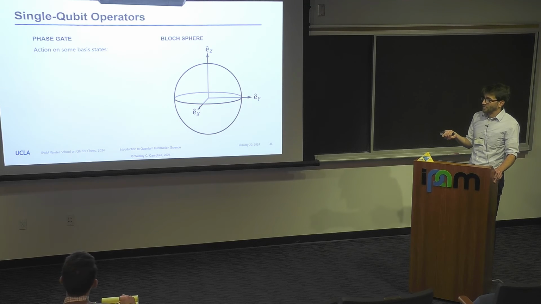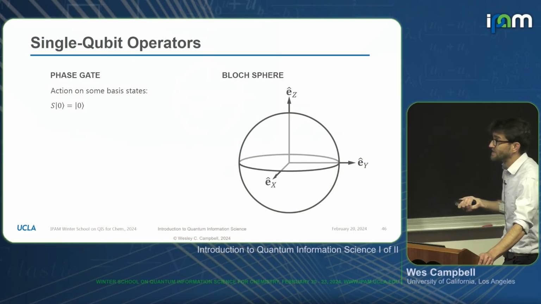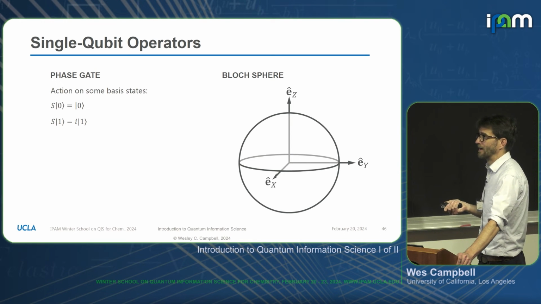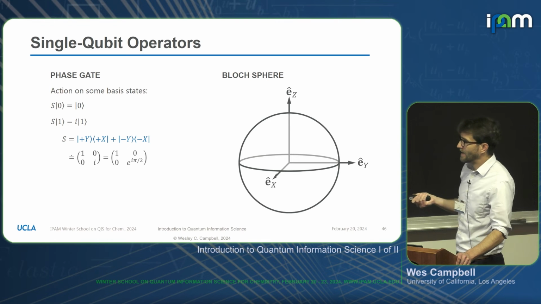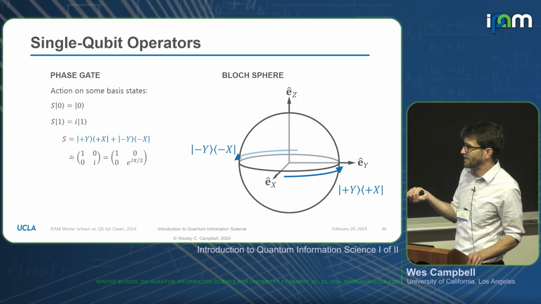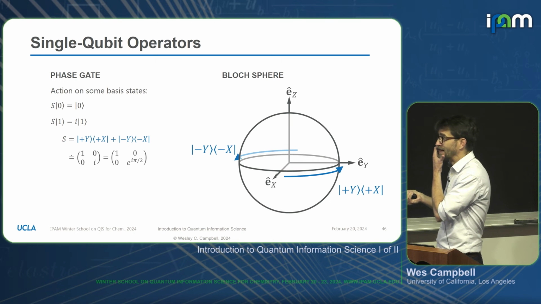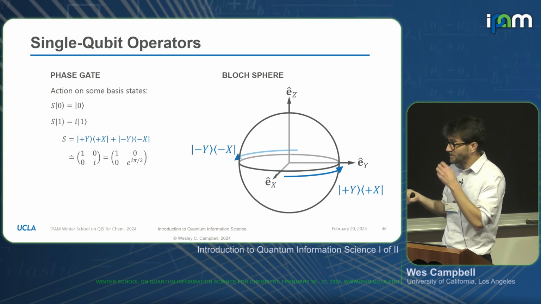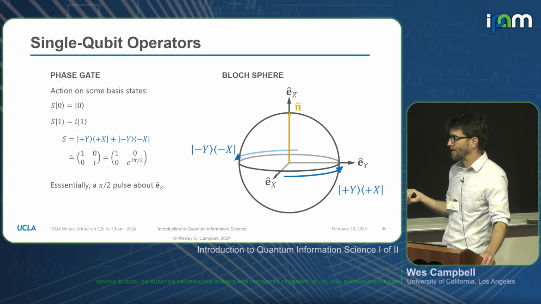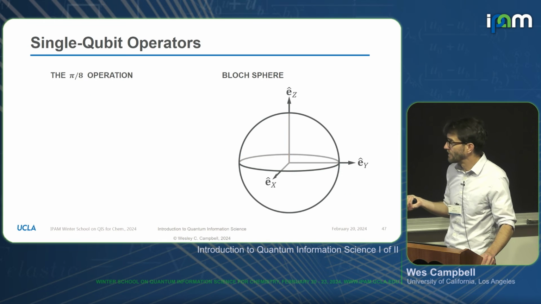Phase gate is another one we are going to encounter. The action on basis states here is that it doesn't do anything to the 0 eigenstate. The 1 eigenstate goes to i, and we go between +x +y and -x -y here. So the phase gate is basically the square root of the z gate. This is called the S gate. It is essentially a pi/2 rotation about the z-axis instead of a pi rotation about the z-axis.